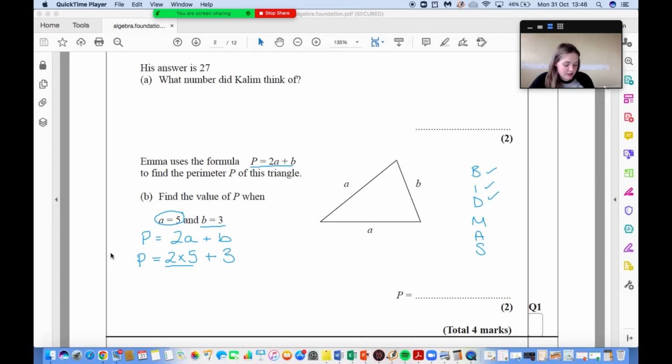So if we write it all out again, but we'll do the multiplication, 2 times 5 is 10, and then we've got that plus 3 on the end. So we've done our multiplication. And then we have addition, which is our final bit to do in this question because we've just got 10 add 3, which is 13. Okay, so P equals 13. We've not got any subtraction in there, so we didn't need to do that.